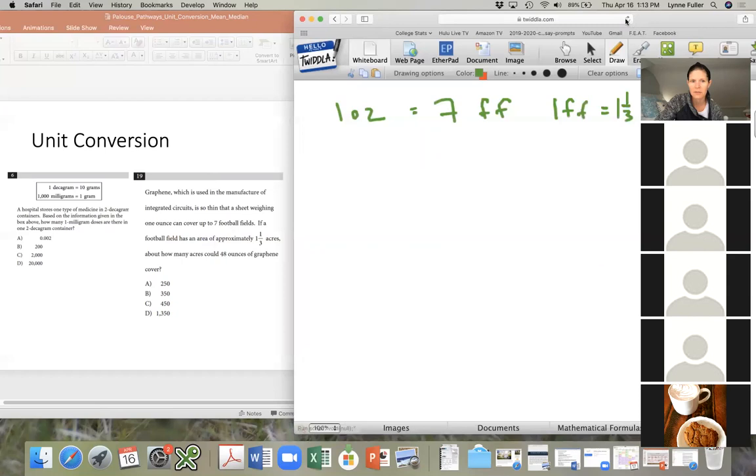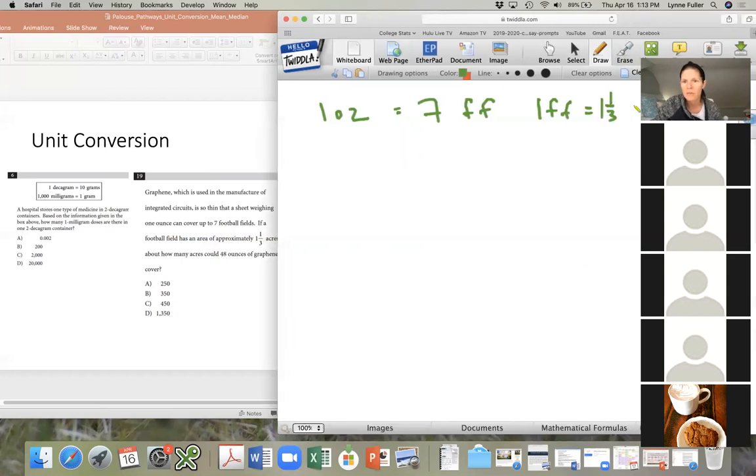So I'm just going to slide this over just a little bit so I have a little more room. So 1 1/3 acres. And then they're saying, well, how many acres could 48 ounces of graphene cover? All right, so my very first instinct is to convert your 7 football fields into the number of acres that would include. So I would do 1 1/3 times 7, and that means that 1 ounce can cover 9 1/3 acres, if everybody's okay with that.